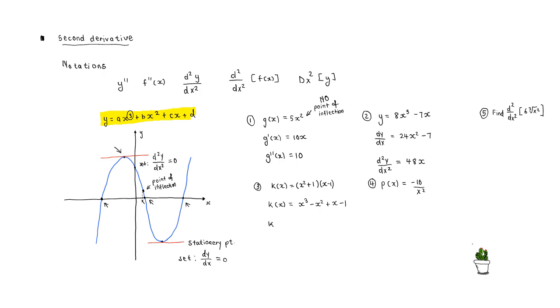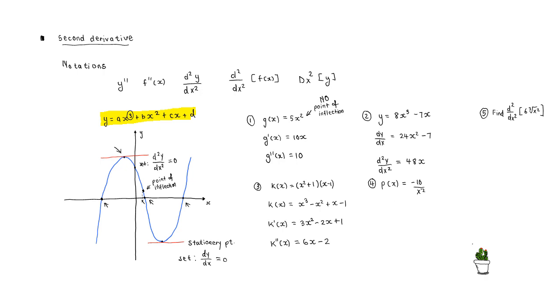So k prime of x equals 3x squared minus 2x plus 1. Once we have our first derivative, we can take the second derivative. So k double prime of x equals 6x minus 2. Example number 4, we have p of x equals minus 10 divided by x squared.